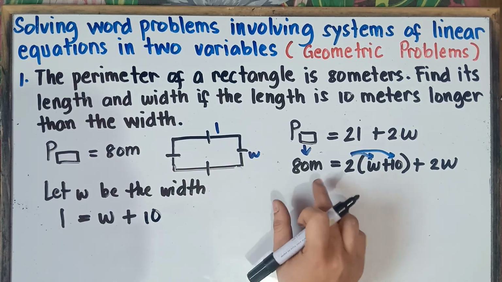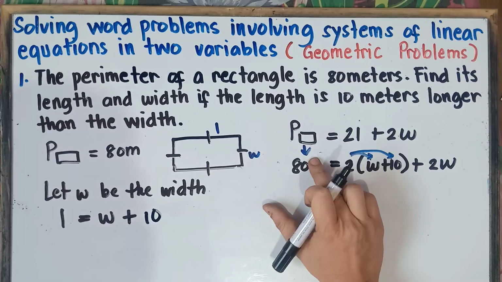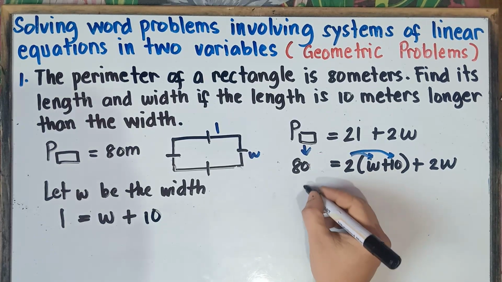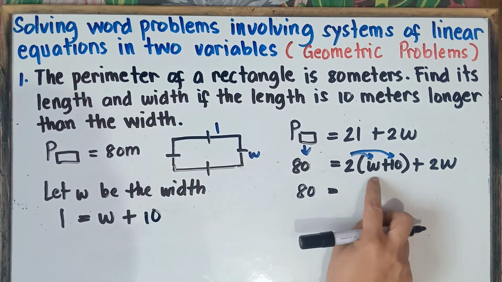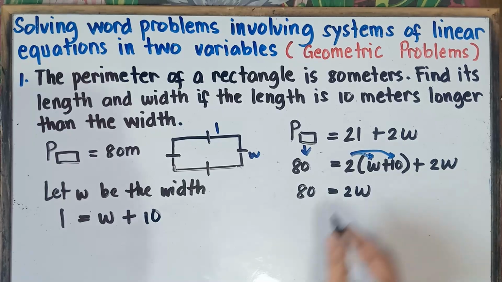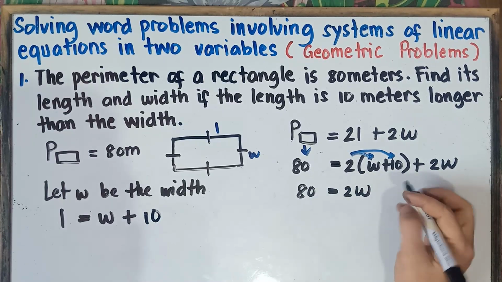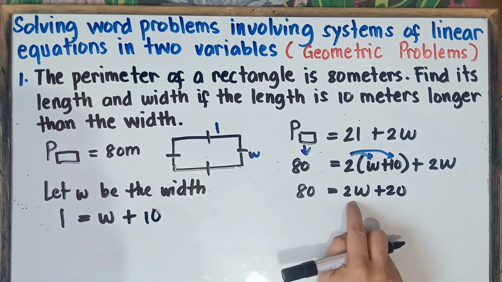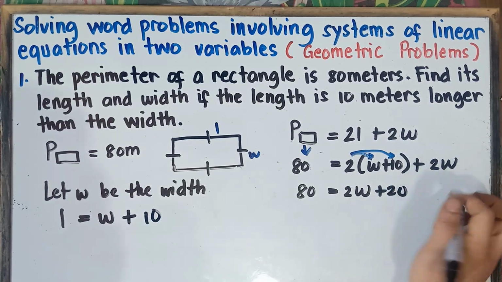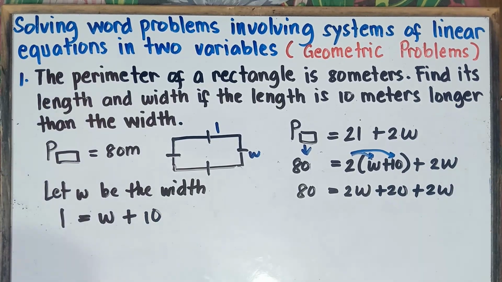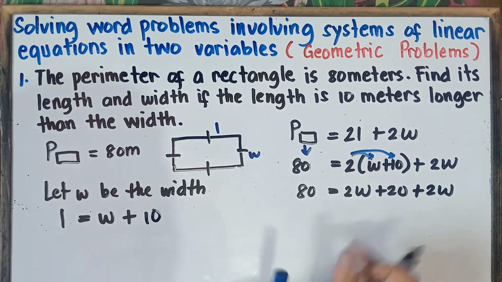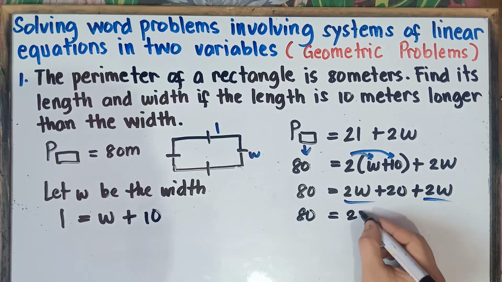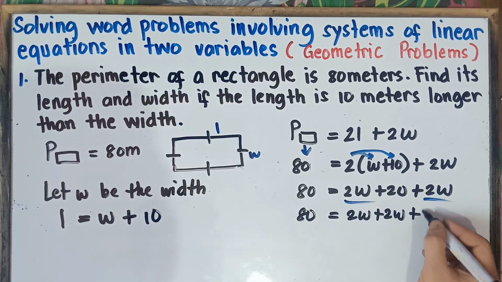We can ignore the units first so we will not be confused. Ignore the meters for now. So copy 80, copy the equals sign. 2 times W is 2W, and 2 times 10 is positive 20. Apply the distributive property, class. 2 times W is 2W, 2 times 10 is 20. Simply copy 2W. Now we can combine like terms. So copy 80 equals 2W plus 2W plus 20.